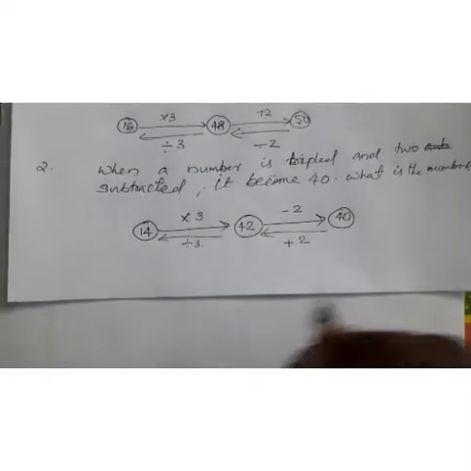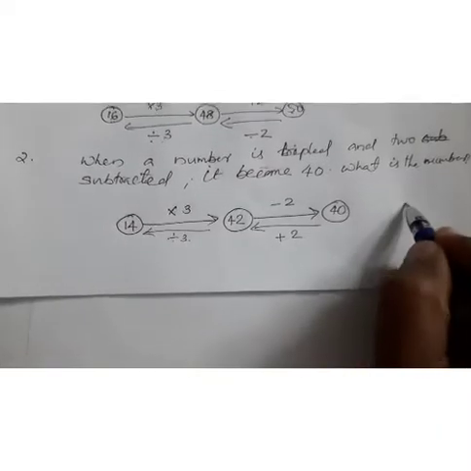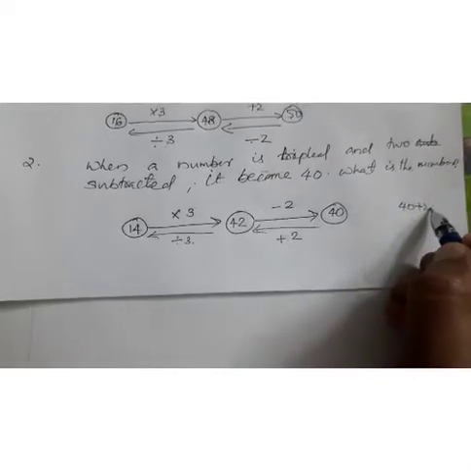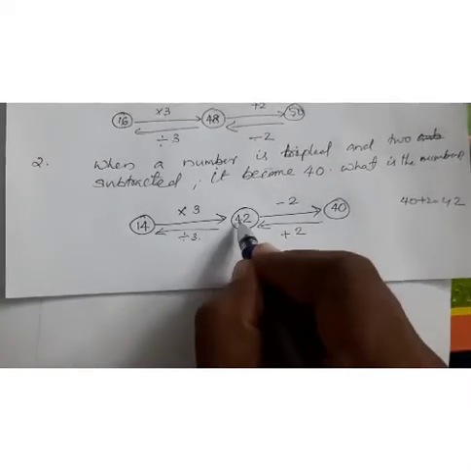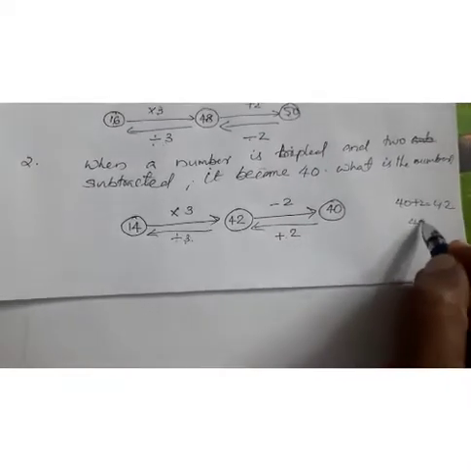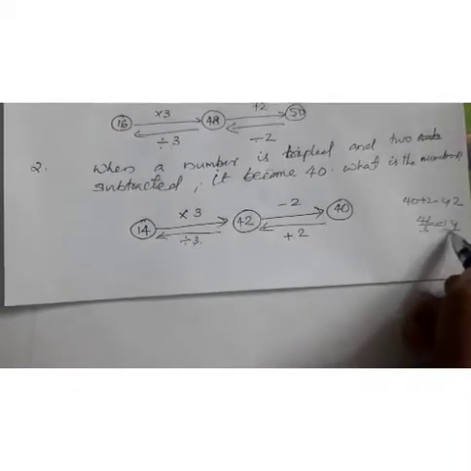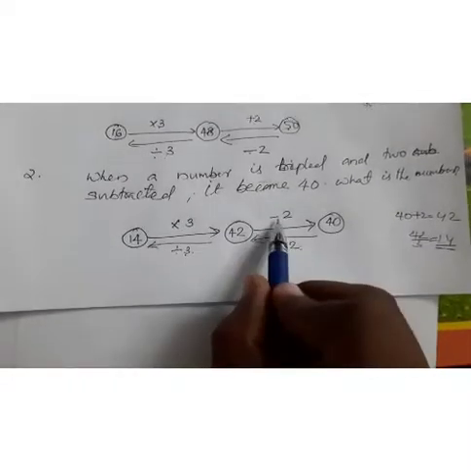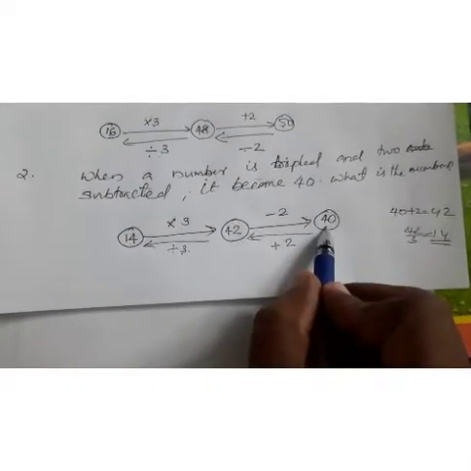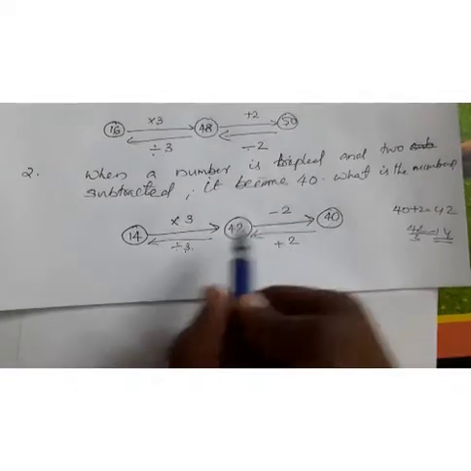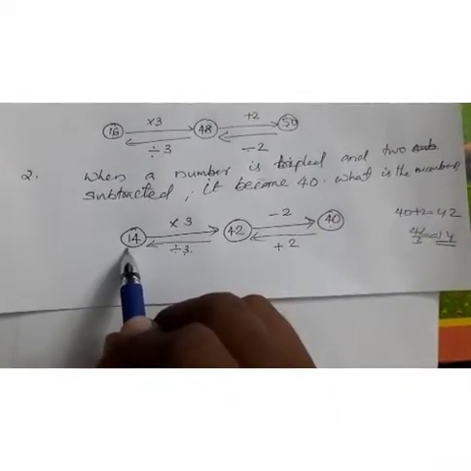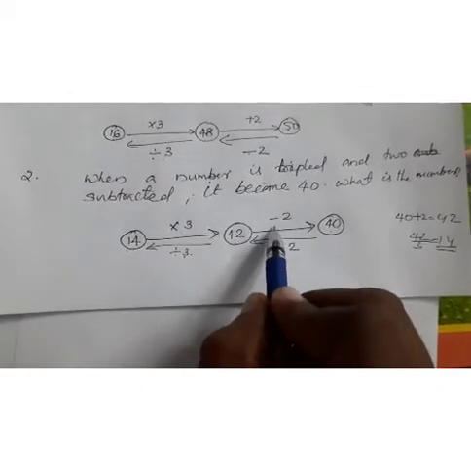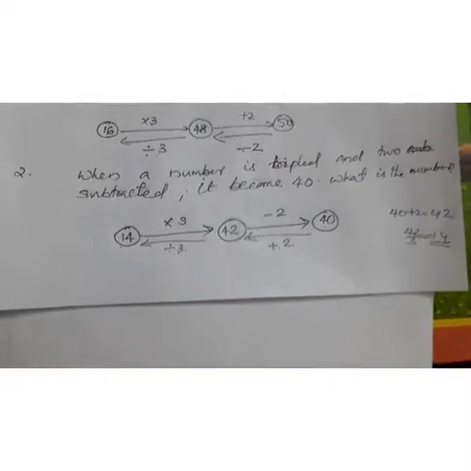14. So first, 40 plus 2 gives 42. Then 42 divided by 3 gives 14 as the answer. So 14 multiplied by 3, then subtracting 2, gives 40. So the original number is 14. The first number, 14, multiplied by 3 and then 2 subtracted gives the result 40.